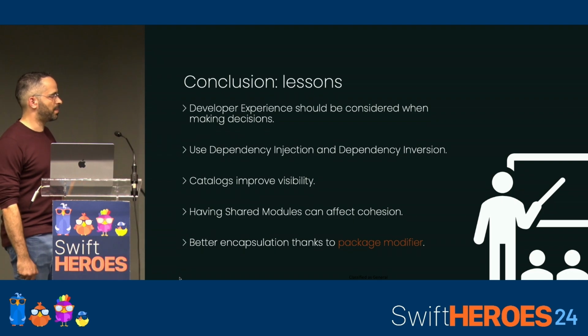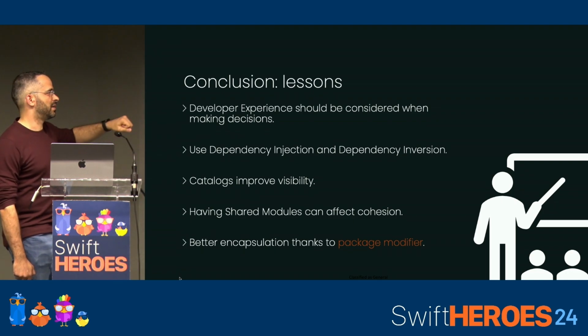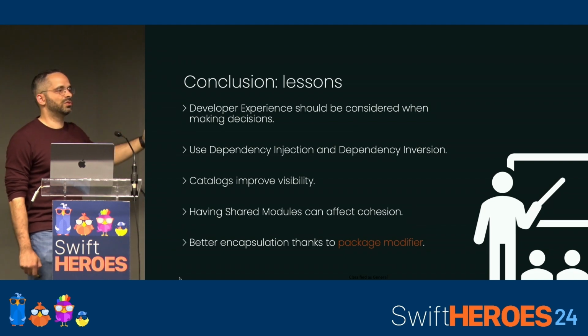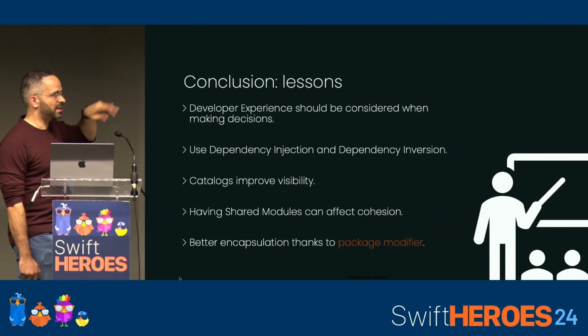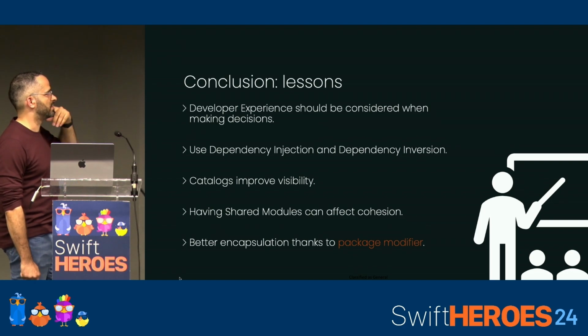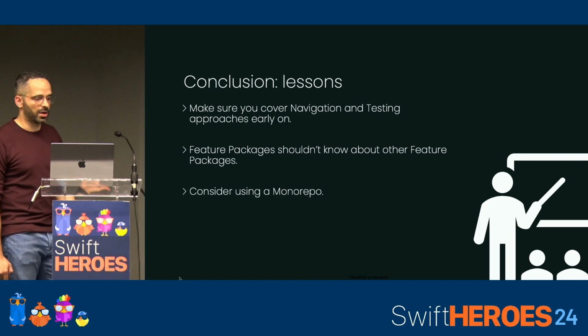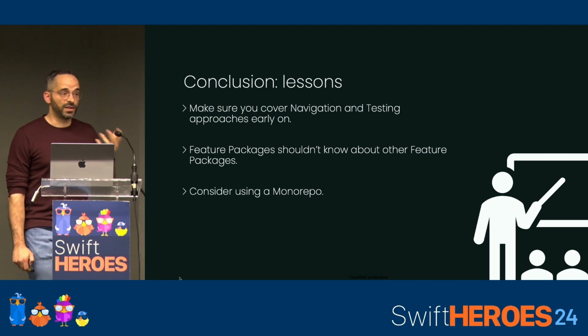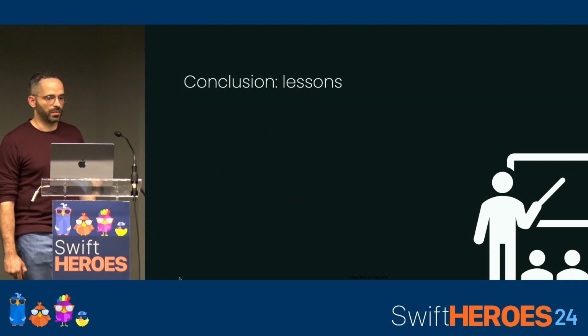Better encapsulation thanks to the package modifier. This is something that came out in Swift 5.9. And basically, as I said before, it allows you not to make everything public. You can just use package and it's public inside the package, but not outside. And again, make sure navigation and testing approaches are evaluated early on during your project. Feature packages shouldn't know about other feature packages. Use protocols, use dependency inversion to accomplish this. And last but not least, consider a monorepo.